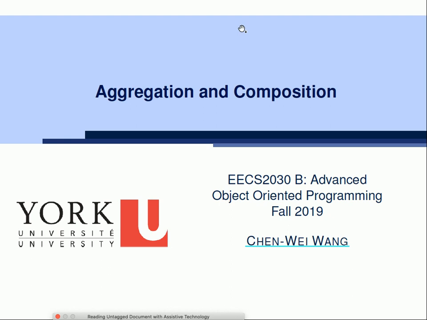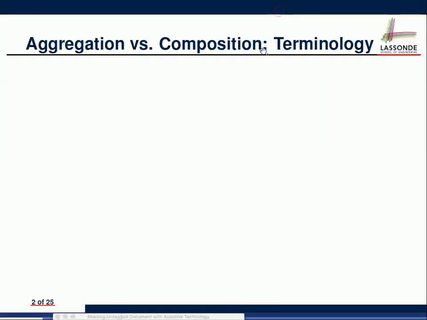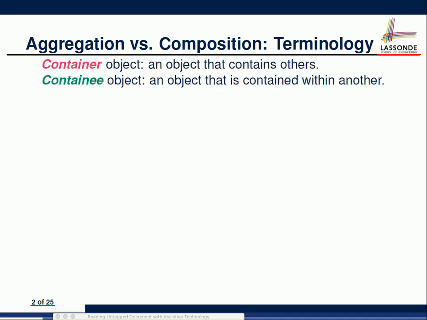Okay, so now in order to see aggregation and composition, let's get some terminology straight quickly, and then we'll go over examples. Okay, so now I want you to get familiar with these two terms. One is called container, the other one is called containee. These two, okay? Let me read off the definition to you, and then we'll see an example.